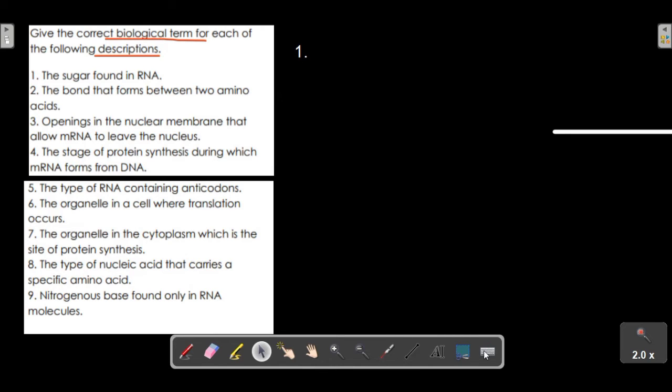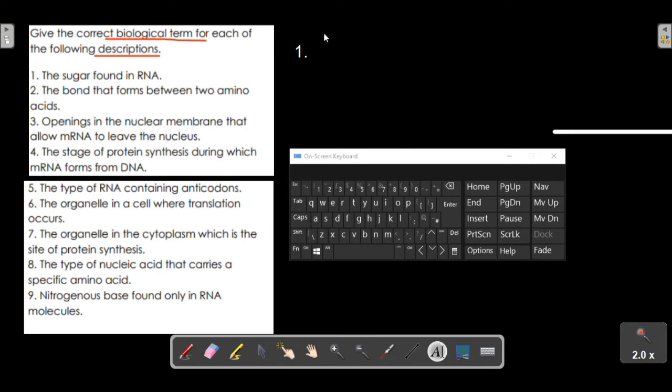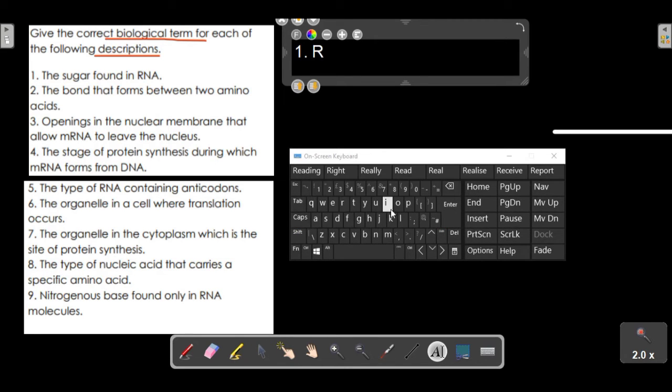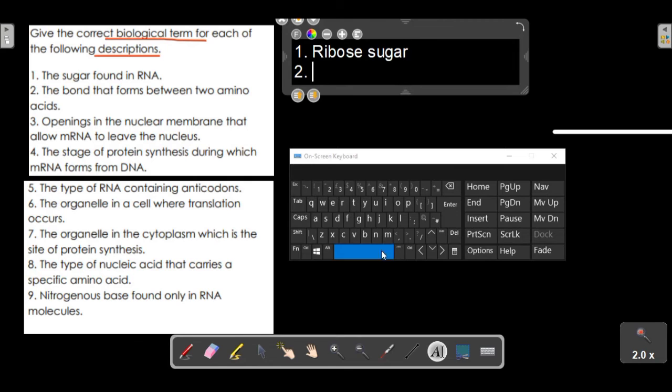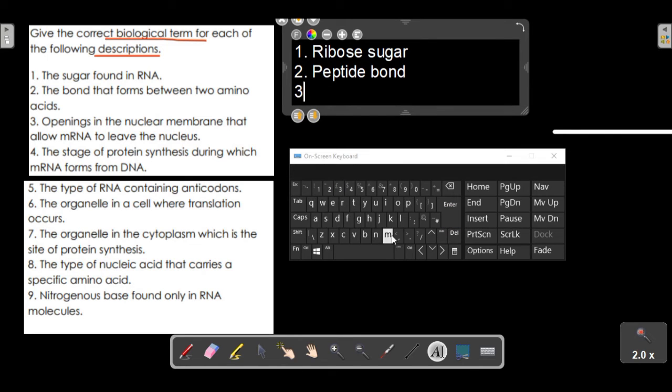The first question says the sugar found in RNA, what do we call that? We call that the ribose sugar. It's different from, of course, the DNA sugar, which is the deoxyribose sugar. Second question, the bond that forms between two amino acids. We just described that, so we call that the peptide bond. Number three says openings in the nuclear membrane that allow the mRNA to leave the nucleus. We said those are the nuclear pores.